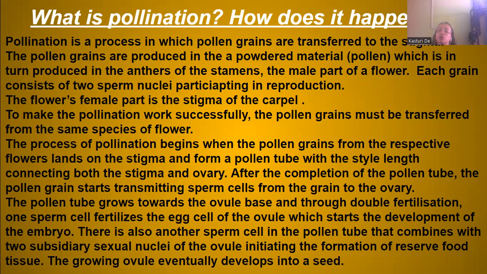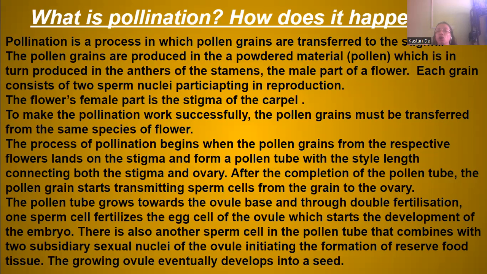The anthers produce the pollen grains. So the pollen grains from the anthers have to be transferred to the stigma, from where these pollen grains will germinate and reach the ovary, where fertilization will take place. It will fertilize the egg cell, and the zygote will be formed. And later on, the zygote will develop into the fruit and the seed.